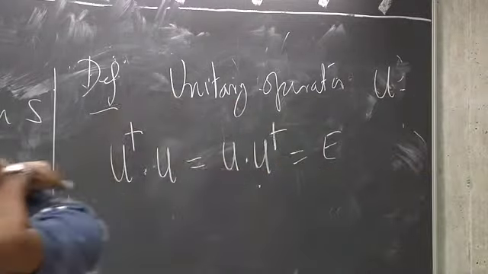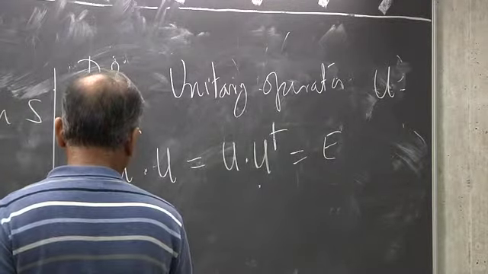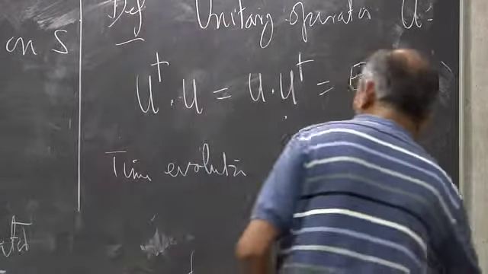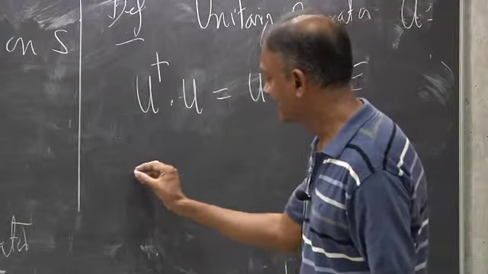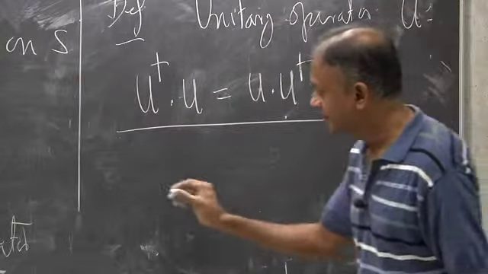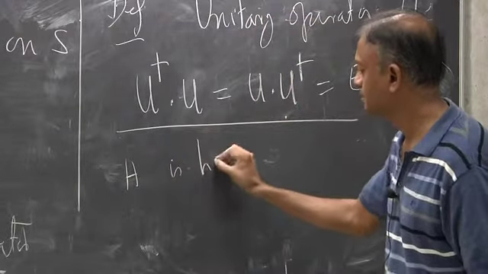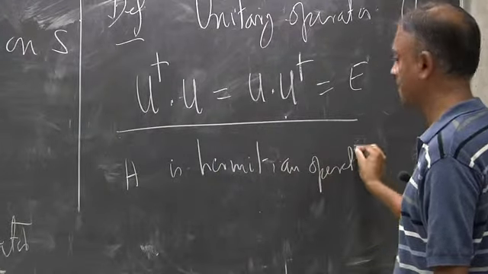Once again, this is important because in quantum mechanics, where it appears is in the time evolution. Under the time evolution, this operator of time evolution, actually, before I do this, let's look at this here. Let me just prove one statement. Suppose H is a Hermitian operator.